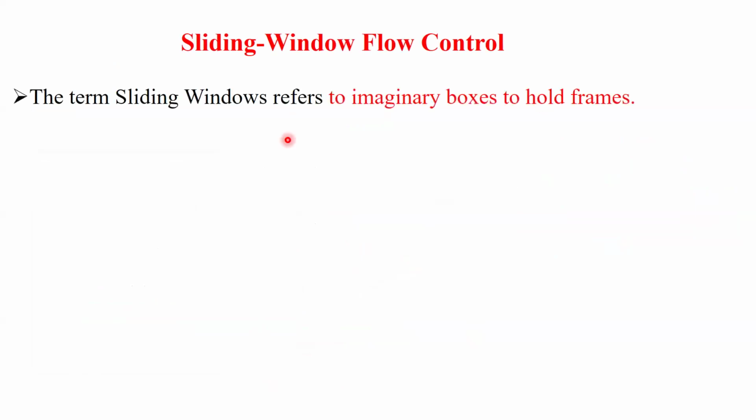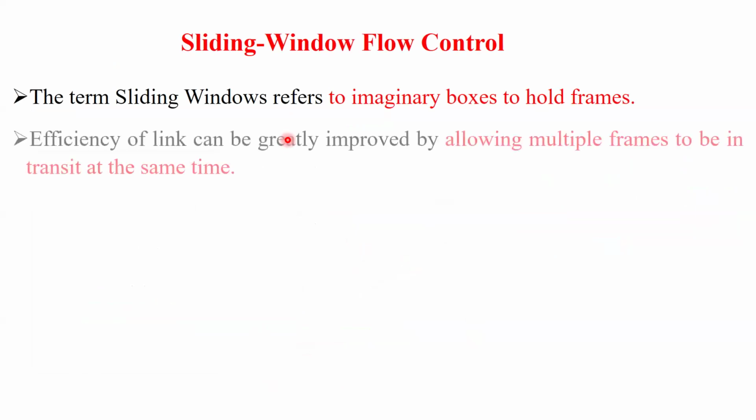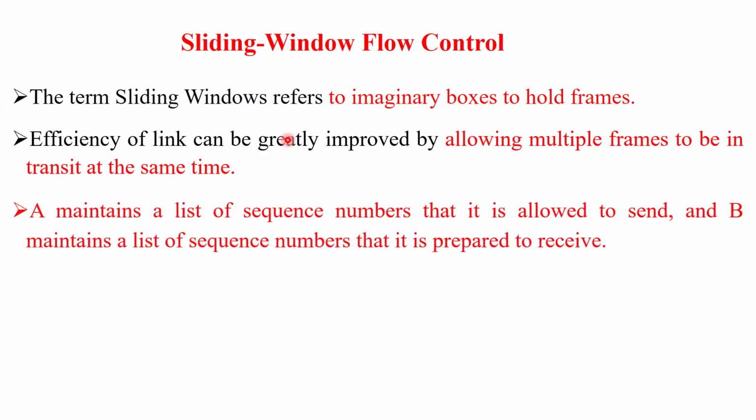Okay, so coming to the sliding window flow control. It refers to imaginary boxes to hold frames, and it also allows multiple frames to be transmitted at a time. When we are transmitting multiple frames, the sender maintains a list of sequence numbers that are allowed. The receiver also maintains a list of sequence numbers, which is prepared by the receiver.